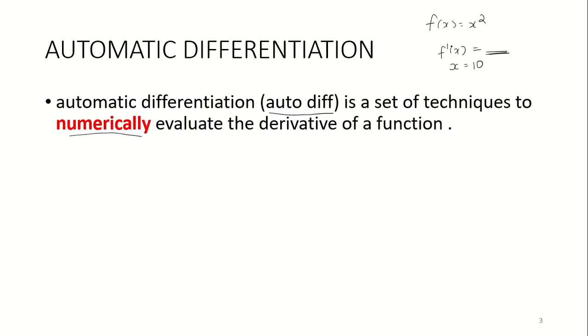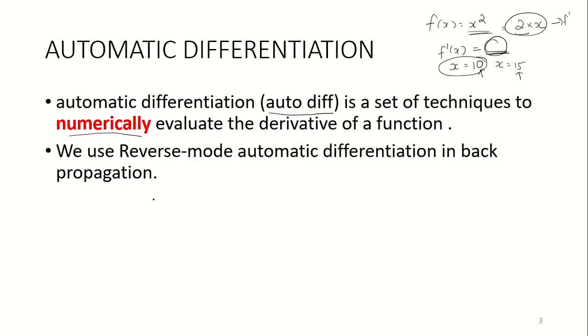What is f dash x at x is equal to 10, or what is f dash x when x is equal to 15? That numerical value will be given by automatic differentiation. It will not give you any general formula like 2 into x for f dash x. It will give you the exact value of 2x when x is equal to 10 or x is equal to 15. So it's a numerical method.